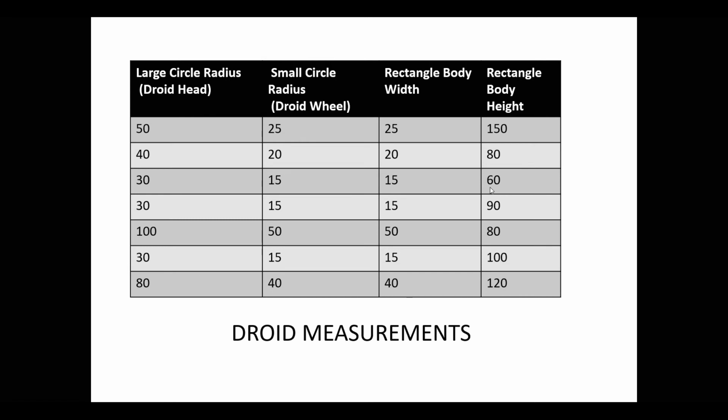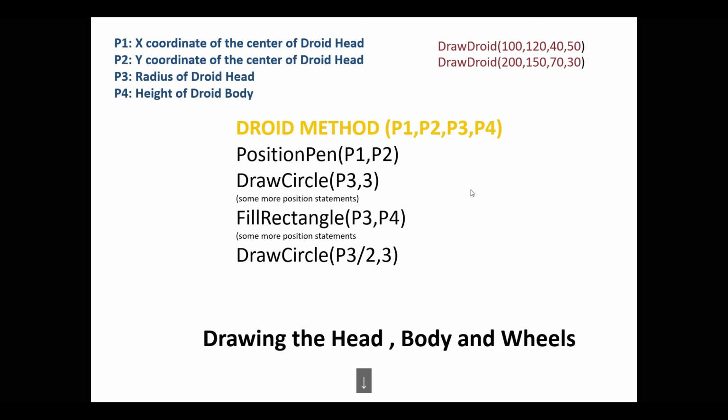Therefore, we need to add another parameter. So we add a 4th parameter, the height of the droid body, and now to draw the head, the body, and the wheels, we would position the pen, draw the head using the radius provided. Then we would fill the rectangle, but this time we would again use the radius for the width, but now we add a 4th parameter for the height. And again, we would come down after some positioning statements and draw the circle representing the wheels.